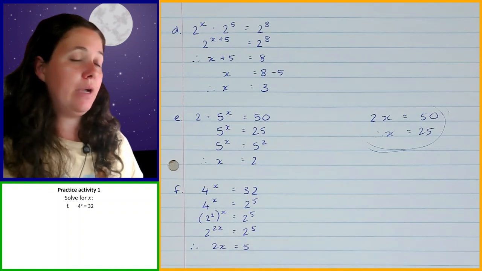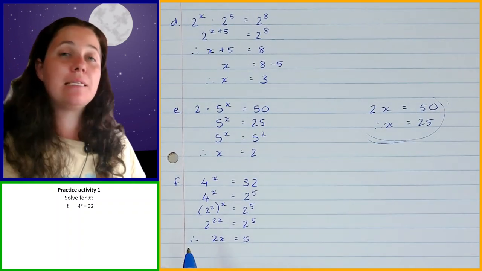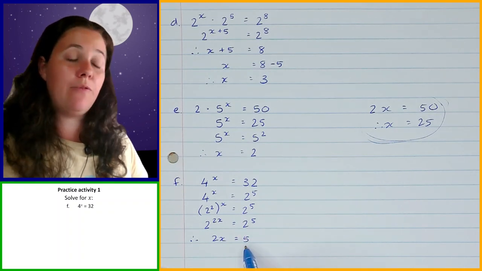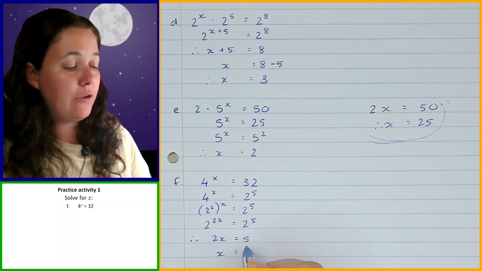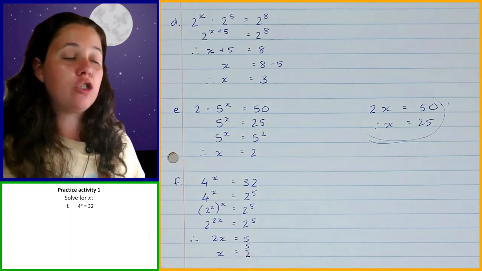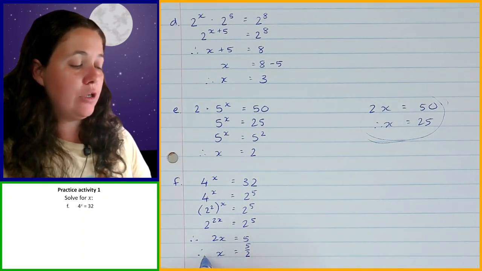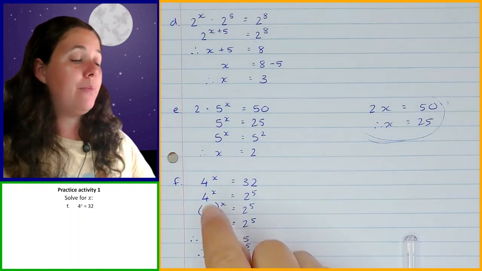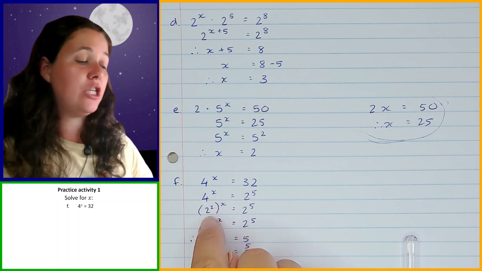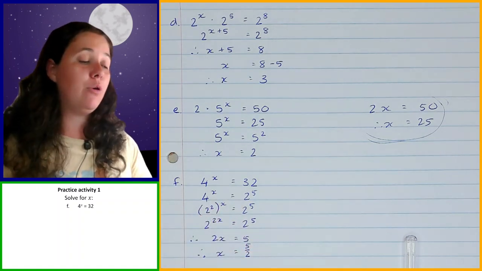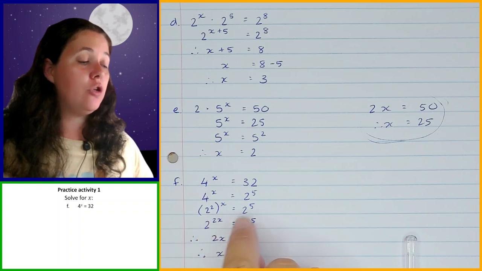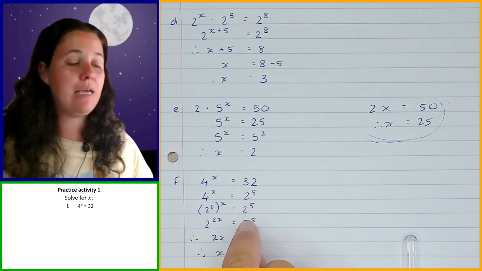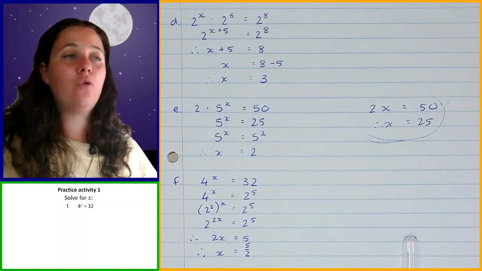And now I can solve for x. When I solve for x, I'm going to divide by 2. And when I divide by 2, I'm not going to be able to simplify that. So that's going to be x equals a fraction, 5 over 2, which can't be simplified. So that is how it's going to stay. Therefore, x is equal to 5 over 2. So that's what you should have got for question F. Be aware, sometimes you might need to change the base of the power that has the unknown. Sometimes you can't make this base the same as that, but you can make this base the same as that. Okay, so that's what you had to do for question F.